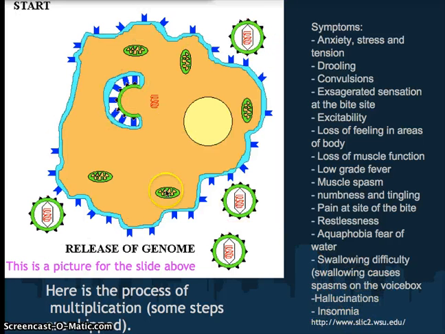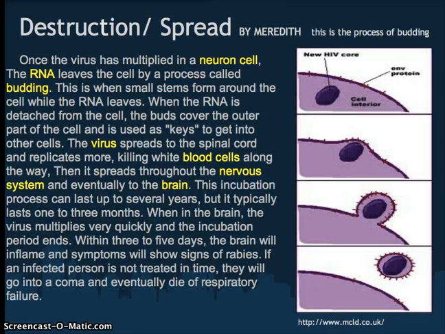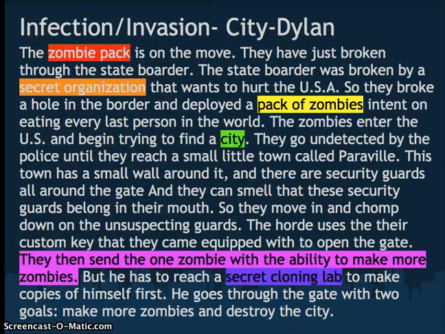And here's a GIF of multiplication of a virus in a cell, but some of the steps are skipped. So the destruction and spread. Once the virus has multiplied, the new virus RNA leaves the cell in a process called budding, where the keys form around the virus as it leaves. These keys are used to get into other cells.